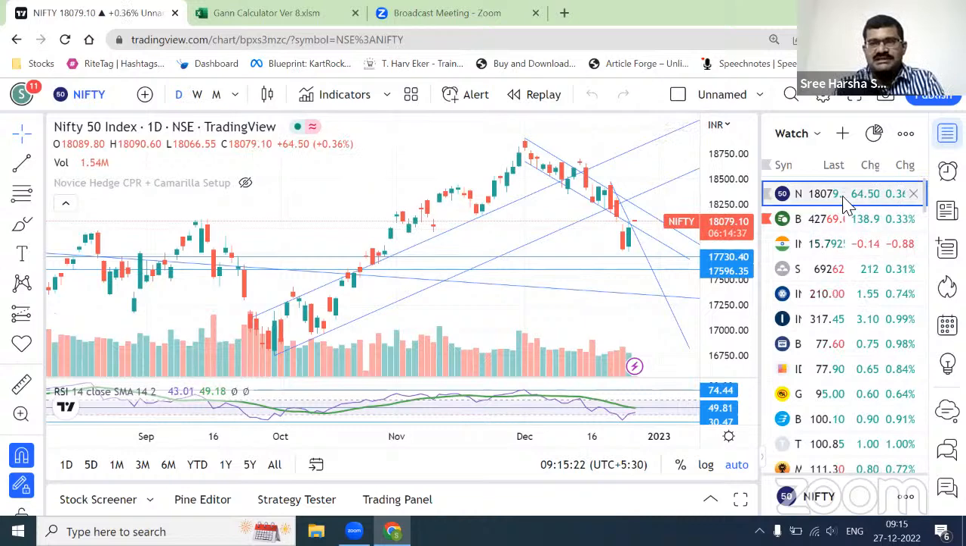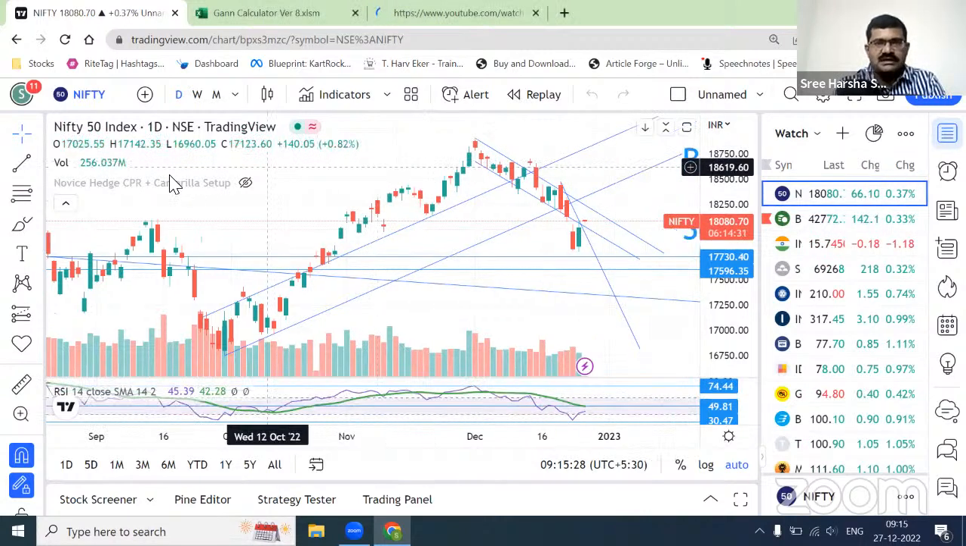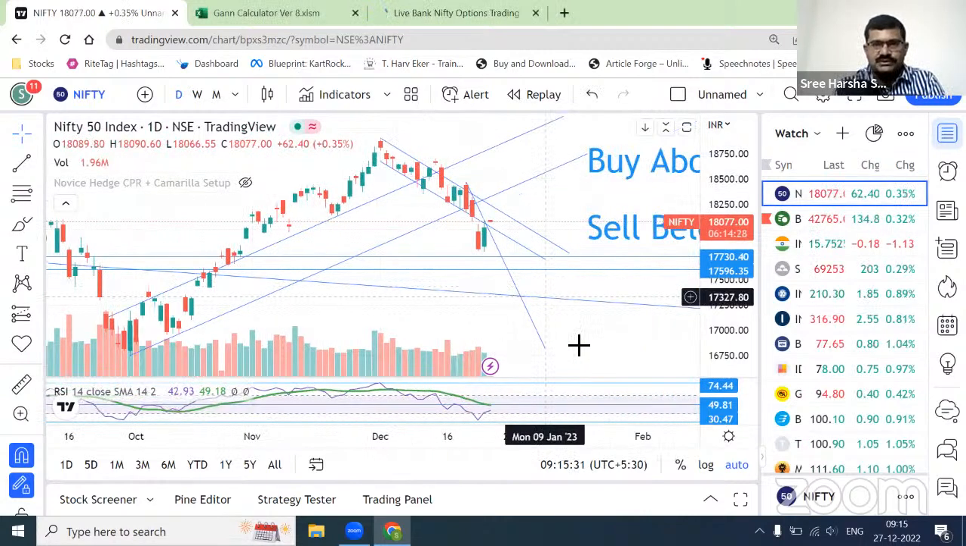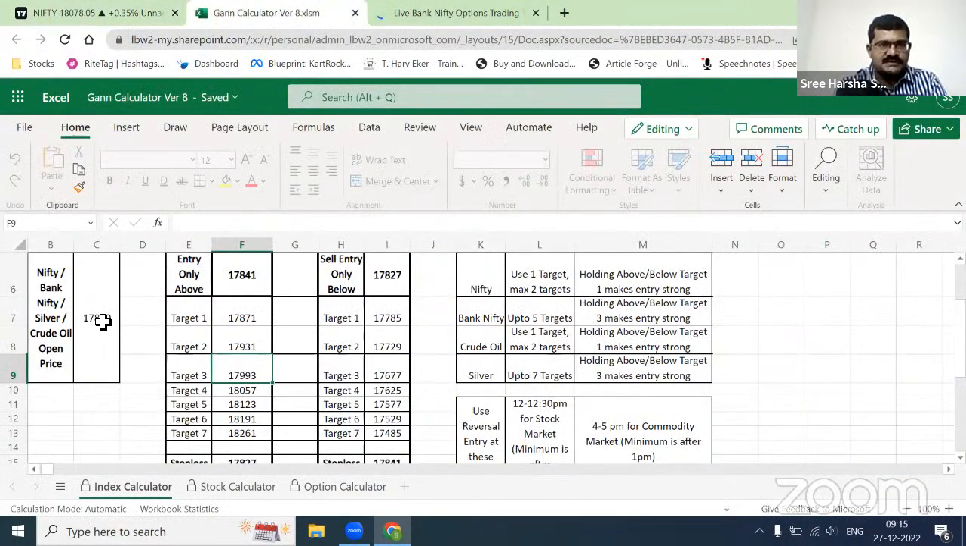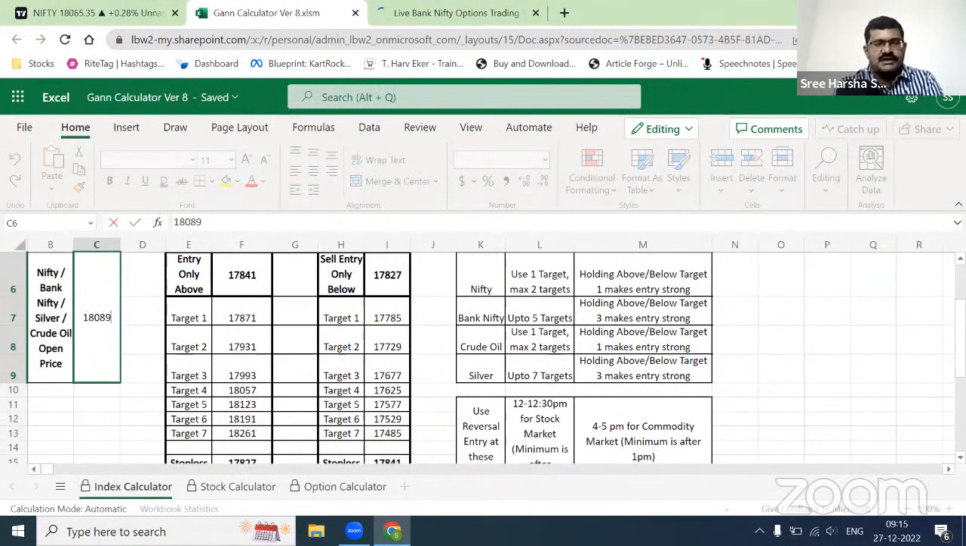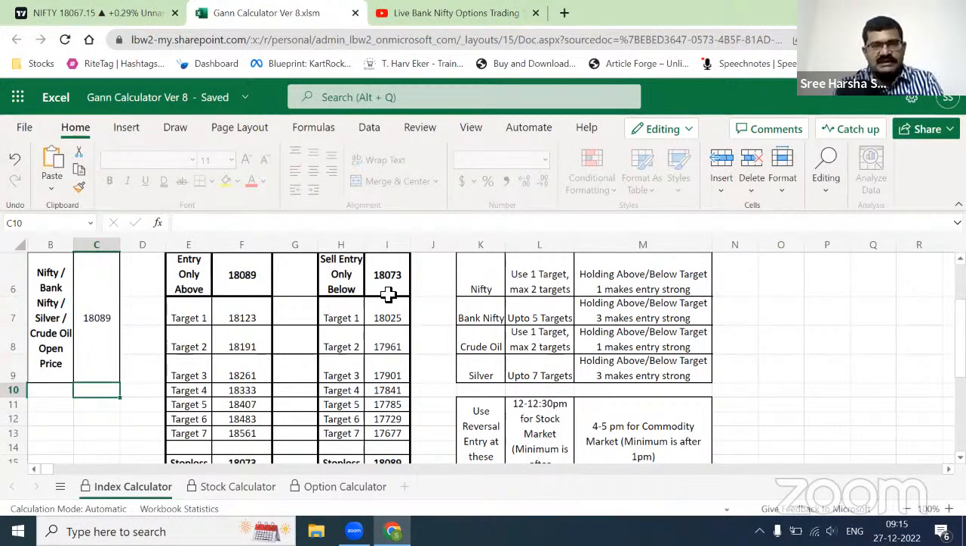Let me put these numbers on the GANN calculator and mark you the levels for today. I'm a bit late today, so let me mark the levels. The open has been 18,089. Above 89 is a buy, below 73 we can look at testing 18,025.